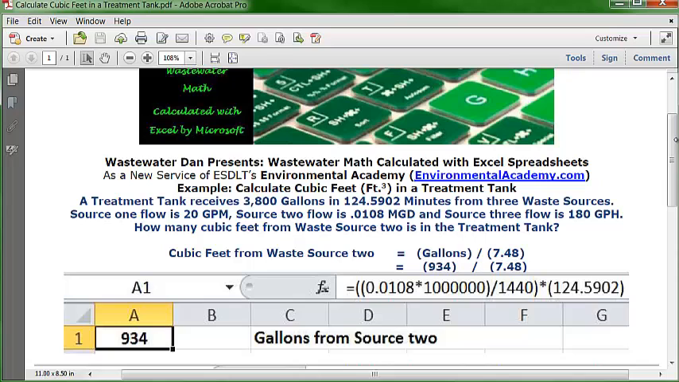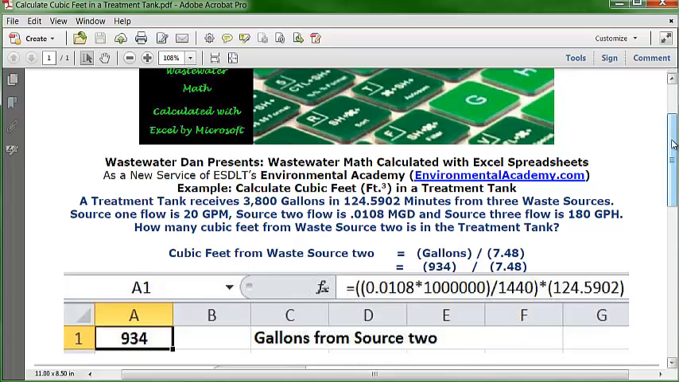equal sign 2 open parentheses 0.0108. Excel will put in the 0 to the left of that. It's optional for you with your entry, and then the multiplication key, and then 1,000,000 close parentheses, and you divide by 1440, and then another close parentheses, and then you multiply it, multiplication key, open parentheses, and then 124.5902 close parentheses, enter your return key, and that's where you get your 934. So it's 934 gallons from this waste source in this time frame.